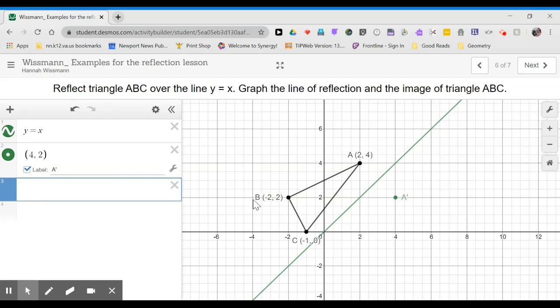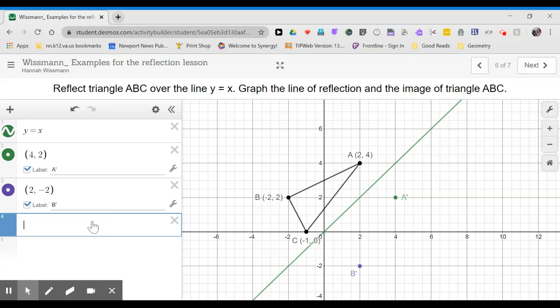The next thing I want to do is look at B. B is (-2, 2). And so if I'm going to switch those around, it's going to be (2, -2), and I'm going to label that B prime because I took B and I changed it. Now it's B prime.